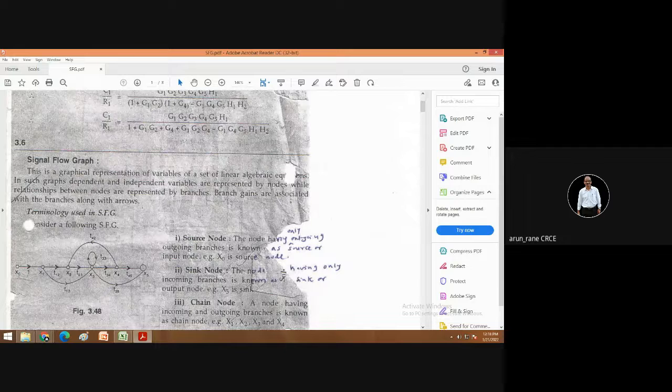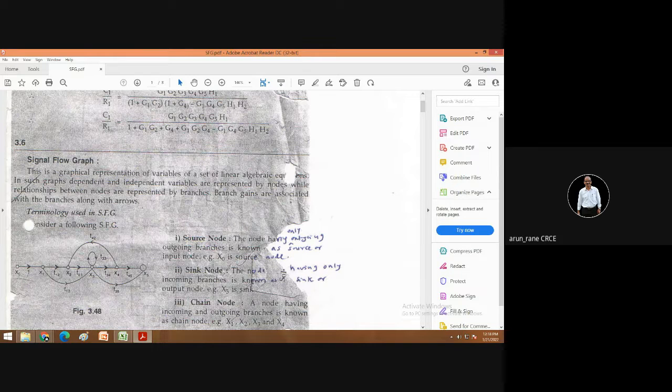It is a graphical representation of variables of a set of linear algebraic equations. Dependent and independent variables are represented by nodes. These are called the nodes. While the relationship between nodes is represented by branches. This is your branch. And branch gains are associated with the branches along with the arrows.